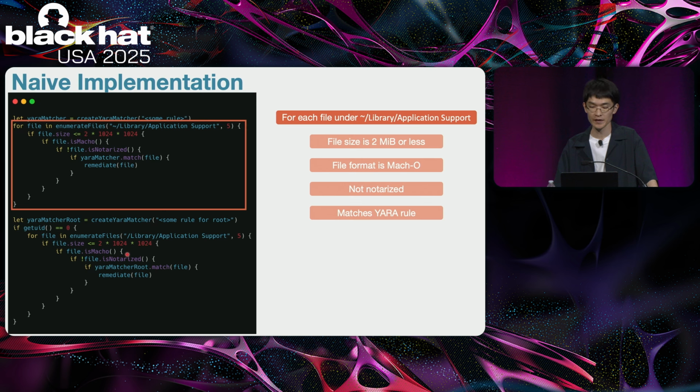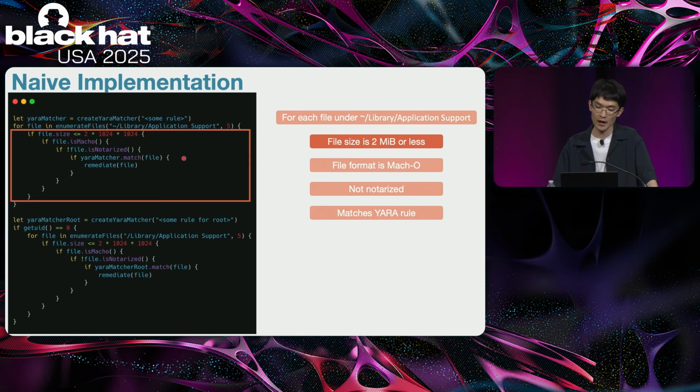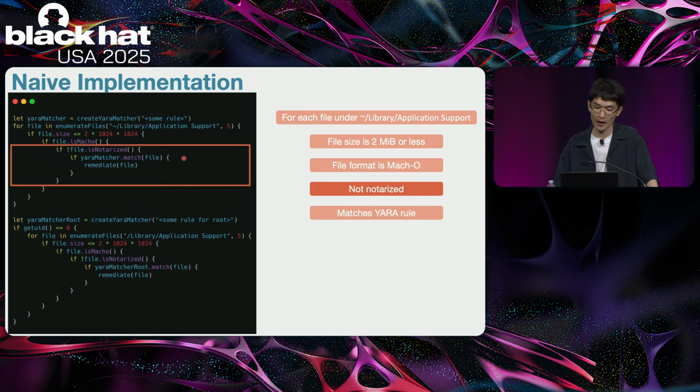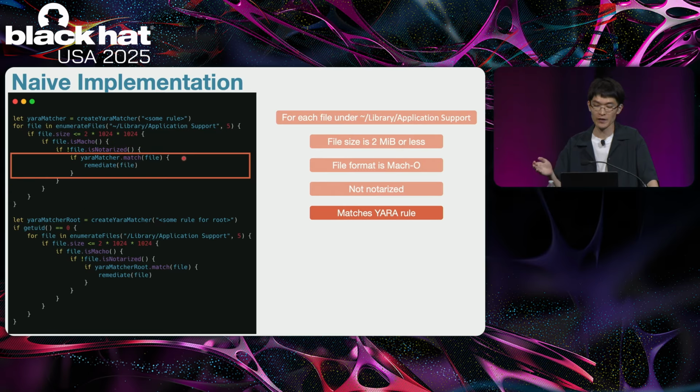To implement this logic, we might write code something like this. First, enumerate files under the Library Application Support directory. Then filter files that are 2 megabytes or smaller. Then narrow them down to only Mach-O files. Then check which ones are not notarized. Finally, scan the file with the YARA rule and delete any that match.